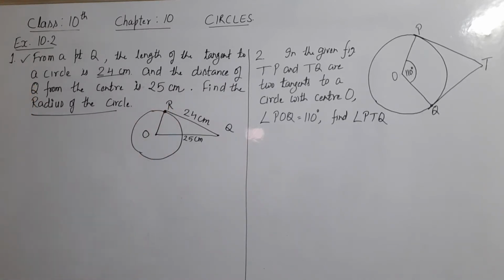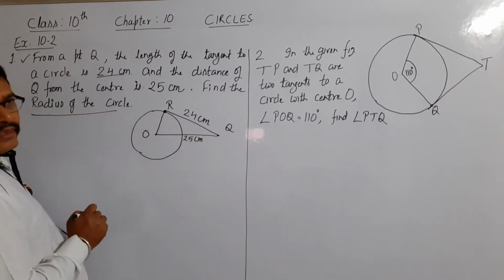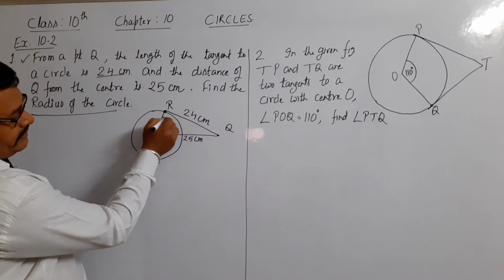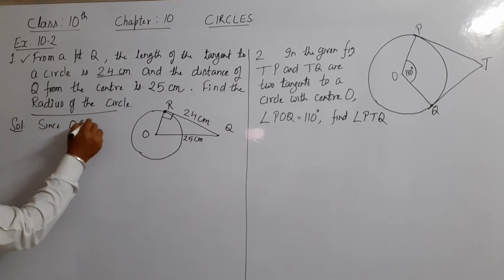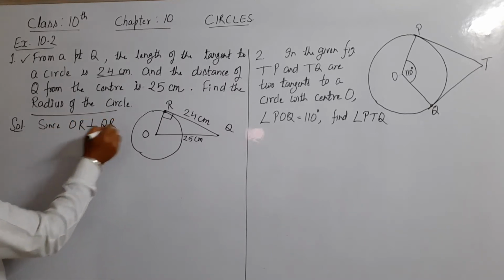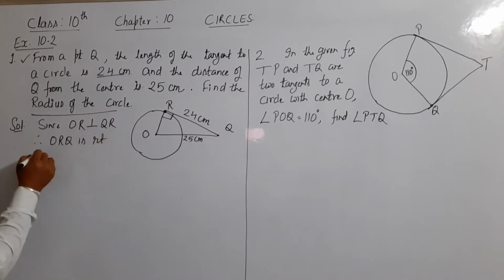And in order to find the length of radius of the circle, we can easily see that ORQ is a right triangle. Why it is a right triangle? Because OR is radius, RQ is tangent, and radius is perpendicular to the tangent. Solution. Since OR is perpendicular to QR, therefore ORQ is right triangle.